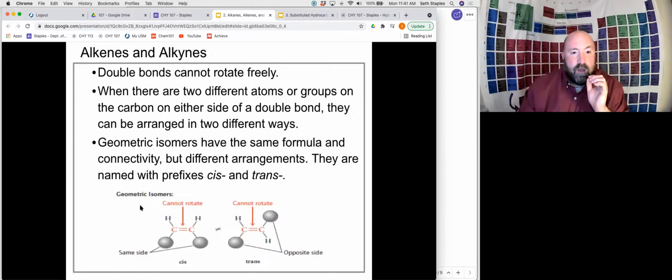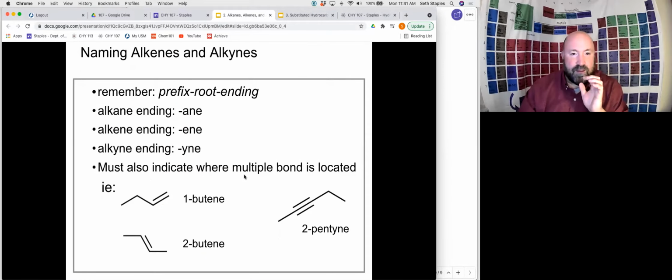We'll talk about the second part in just a second, but a couple examples here. So we still start with our root. How many carbons are in our longest chain? Right here, in both of these, 1, 2, 3, 4 carbons long. So we get but, and our ending is ene for both of these because they're alkenes. Here we have 1, 2, 3, 4, 5 carbons, so our root is pent, but there's a triple bond in here, so it's pentyne.